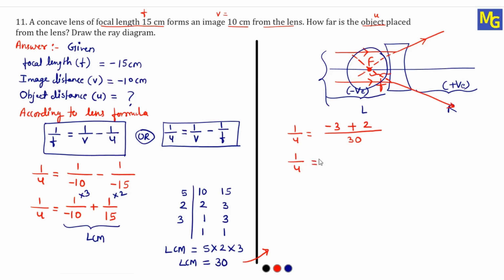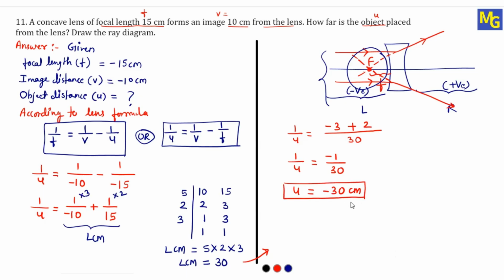Now 1 by u is equal to, this is -3, this is +2. So we have to subtract, and I am going to get -1 here. The bigger number is 3, so I'll get -1 divided by 30. This is the value of 1 by u. Now if I solve for u, I'm going to get -30 centimeter. So this is the answer which we got here.